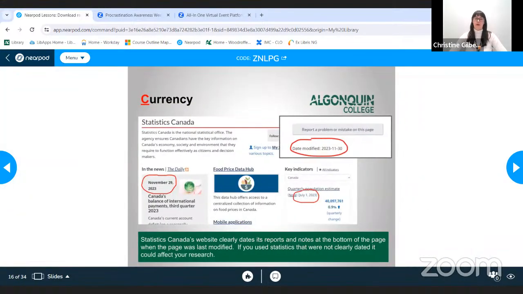Here are several examples from Statistics Canada. You can see that they clearly date their content throughout their website. On news, right here, on statistics themselves, right here, and on individual web pages at the bottom.